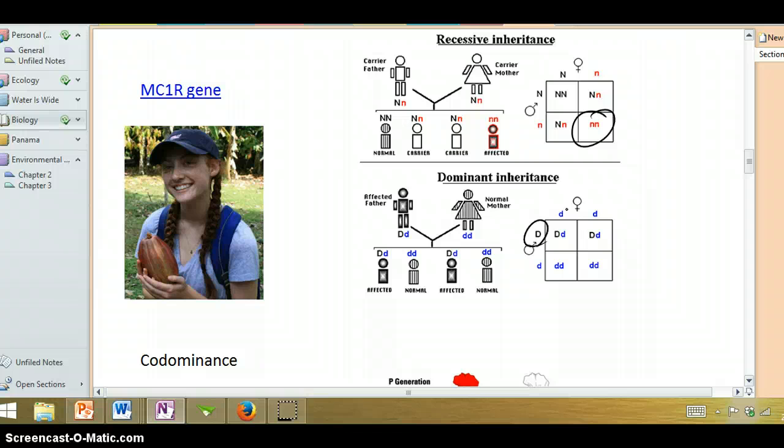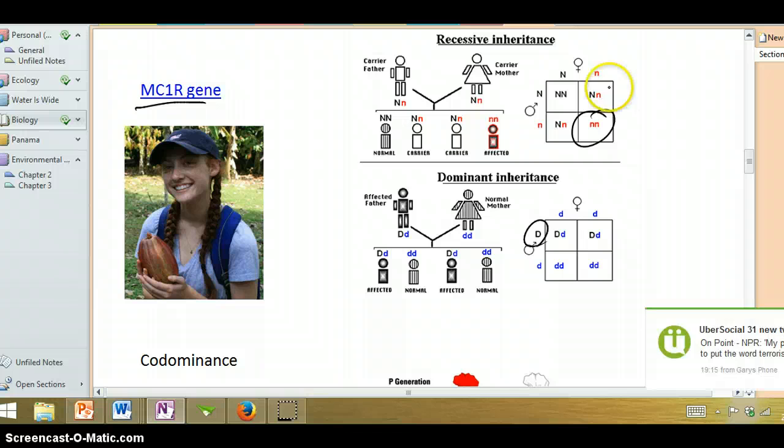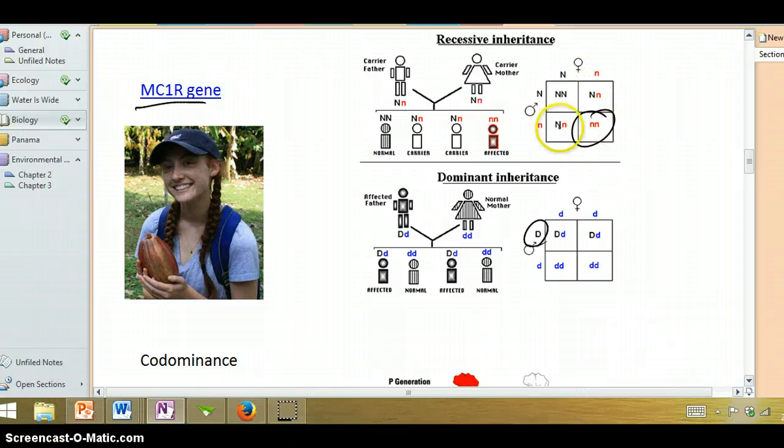I have this picture of Reagan Abernathy here from the trip to Panama because she has red hair, and this is due to a recessive form of a gene that when a person inherits two copies of this recessive gene, they will have red hair. So Reagan got one from her dad and one from her mom, and she has said that her dad has reddish hair. So her dad is probably little n, and her mom is a carrier because she does not have red hair.